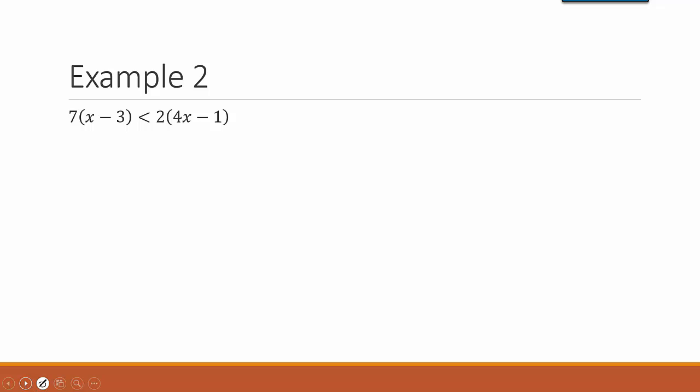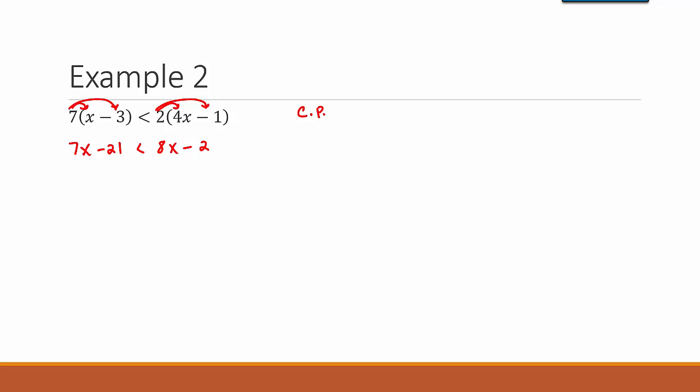Okay, so let's look at this one. Using our equation solving rules, we want to clear the parentheses first. So we have 7 times x minus 3 is less than 2 times 4x minus 1. So we want to clear the parentheses first by using our distributive property. So that would give us 7x minus 21 is less than 8x minus 2.